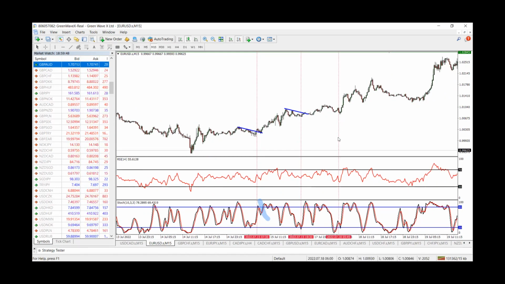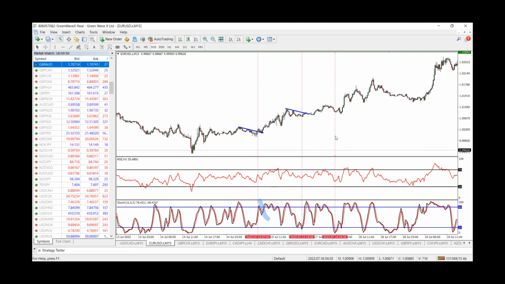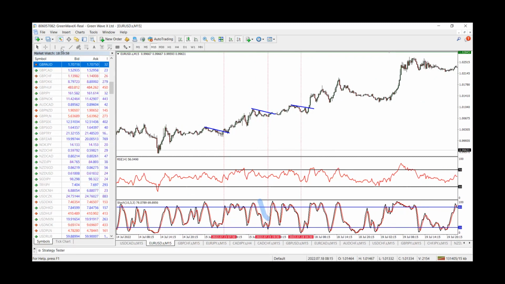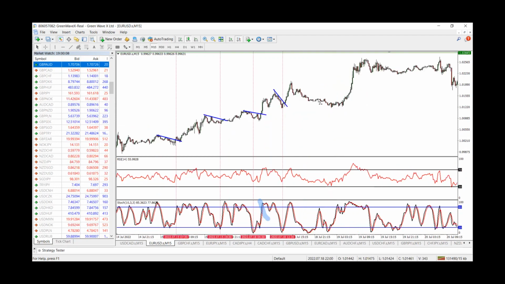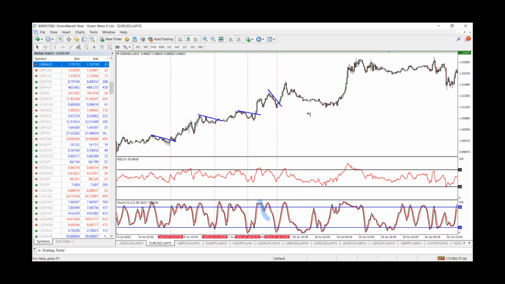When do we have the next oversold? What do I do? I plot trend line again. Price breaks above it. I buy. I make money. What again? Another one here. Oversold on the stochastic. Stochastic is very fast. I plot my trend line. It breaks it. I buy. Profit.